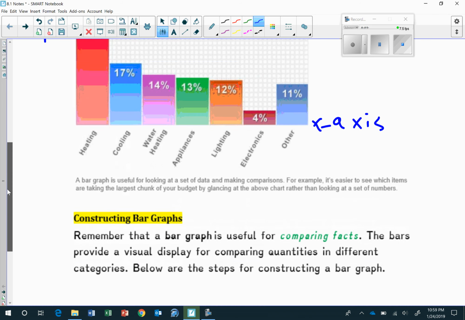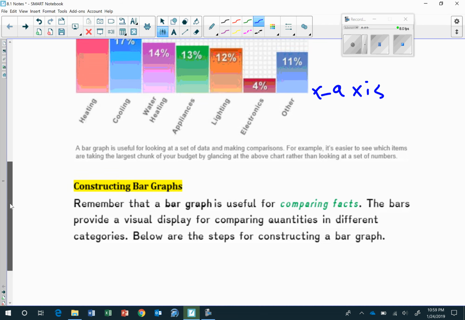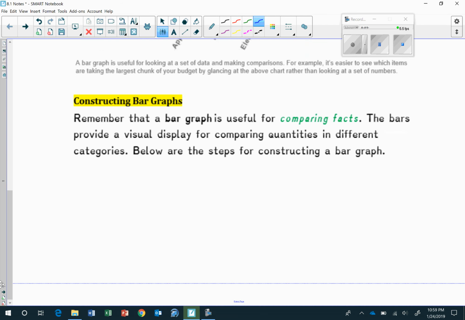The next thing we're going to look at is how to construct a bar graph. Again, the notes will be very detailed. Look through them as you need to, but feel free to just follow along. Remember that a bar graph is useful for comparing facts. The bars provide a visual display for comparing the quantities. So let's look at the steps to construct or create a bar graph.